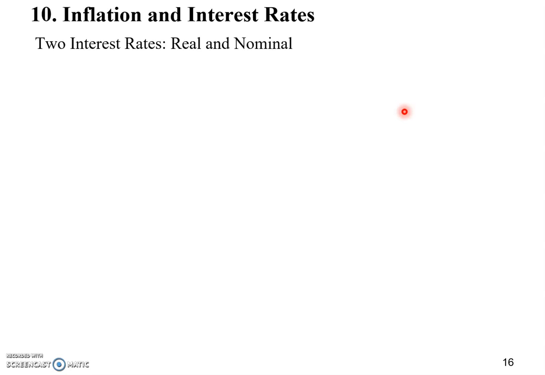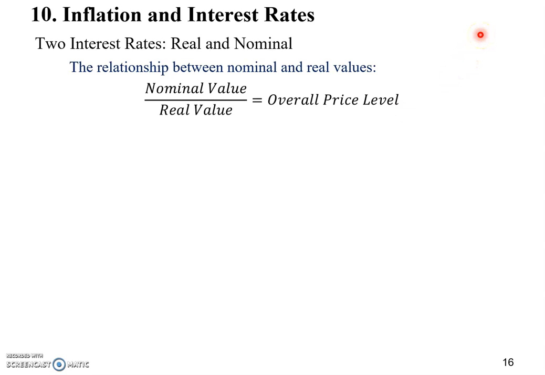Real means purchasing power, and nominal just means expressed in current dollars, the current prices. And we even talked about the relationship between nominal and real values. We said back in chapter 2 that nominal value divided by the real value should give us the overall price level. It could be CPI, could be GDP deflator, or something else, depending upon what nominal and real values we used on the left-hand side of this equation.